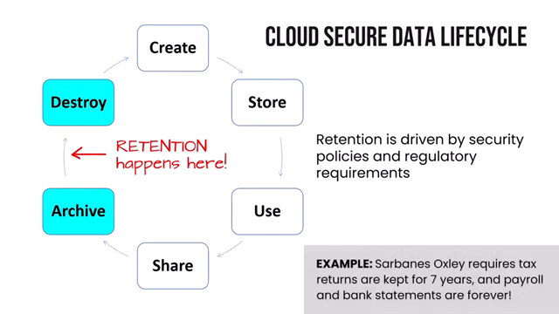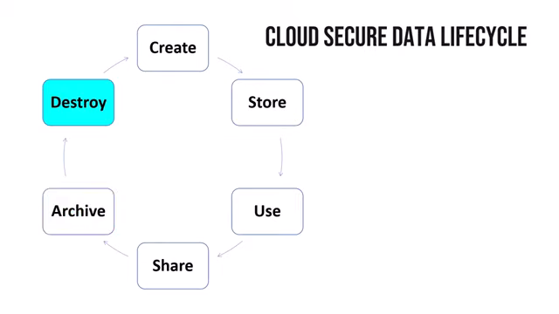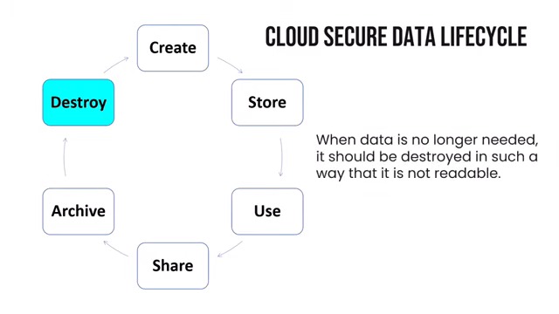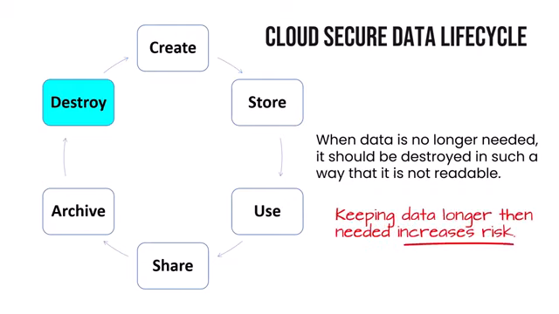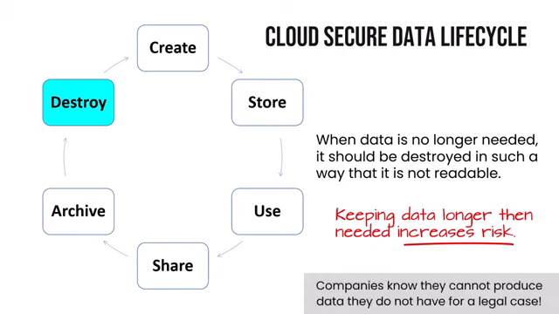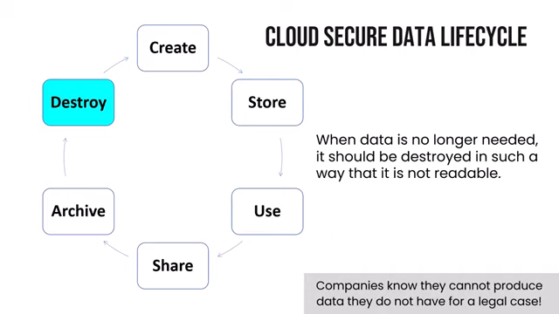Now, Sarbanes-Oxley, for example, requires tax returns are kept for 7 years, and payroll and bank statements are kept forever. Sarbanes-Oxley is a regulatory requirement of every publicly traded company in the U.S. Now, when data is no longer needed, it should be destroyed in a way that it is not readable. And keeping data longer than needed increases risk, and organizations know this. They know they cannot produce data that they do not have for a legal case. So when data hits the end of its retention requirement, it should be destroyed.